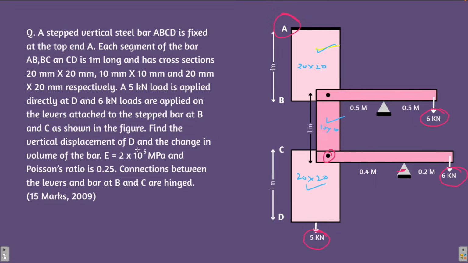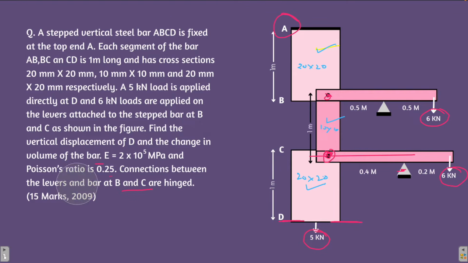Find the vertical displacement of D and the change in the volume of the bar. So they want us to find out what is the deflection of this point D. E is given to you and the Poisson's ratio is given to you. Connection between the levers and bar at B and C are hinged. So this point between the levers and the bar is hinged, and you have to find out what is the deflection of this point D and also what is the volume change in the bar.